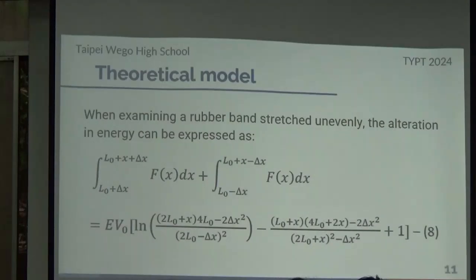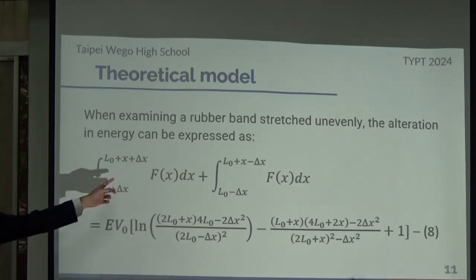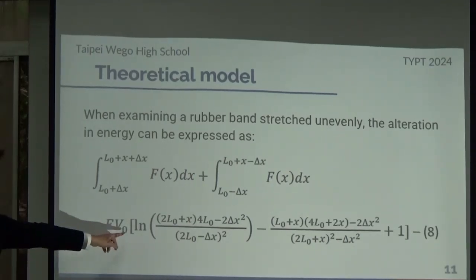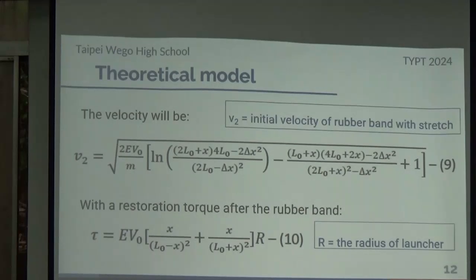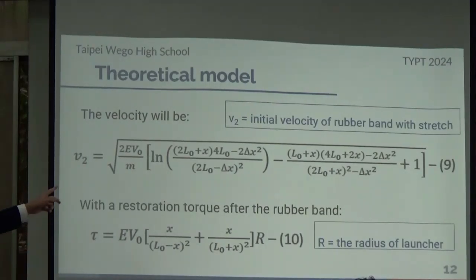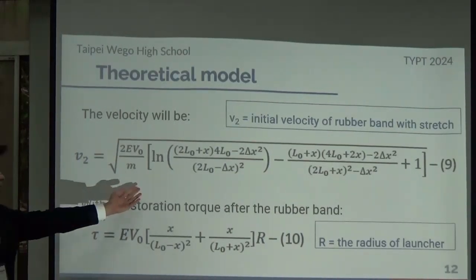When we examine the rubber band when it's unevenly stretched, we get the upper bound, where delta x is the unevenly stretched length, x is the original stretch length, and L is the original length of the rubber band. And we'll get this formula. By the conservation of energy, we get the initial velocity of the unevenly stretched rubber band as this formula.